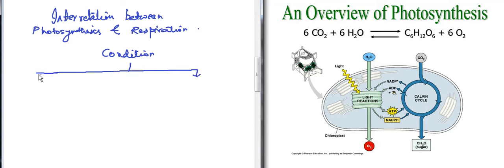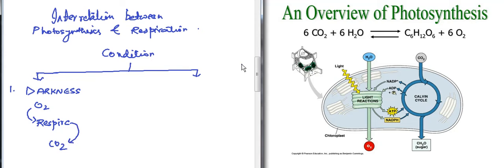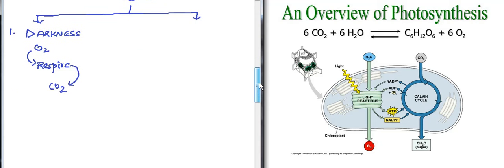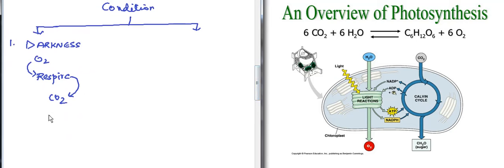Condition first, that is very darkness is there. In darkness the plant will respire. So during respiration oxygen will be taken by the plant and the plant will release CO2. This shows that there is no photosynthesis.